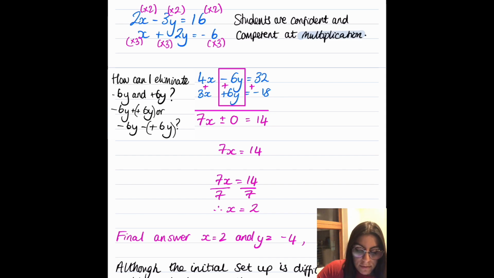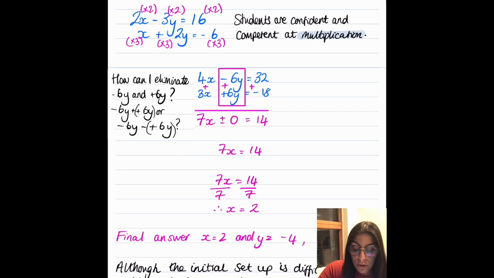So I've got negative 6y and positive 6y. My options are I can do negative 6y plus positive 6y, or negative 6y minus positive 6y. To get to 0, to eliminate this variable, I need to add on an extra 6y. So I need the sign in the middle to stay positive. Therefore, this is the option I'm going to go for. Hence, I want the addition in the middle of these two equations.